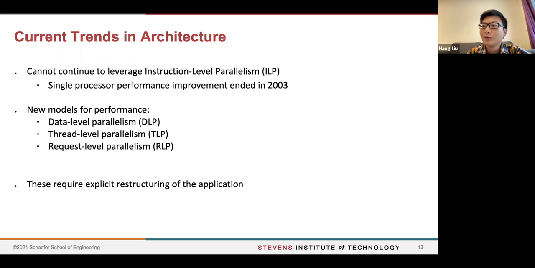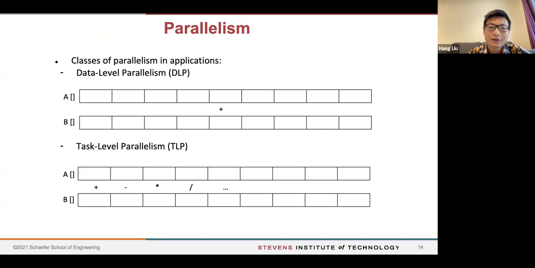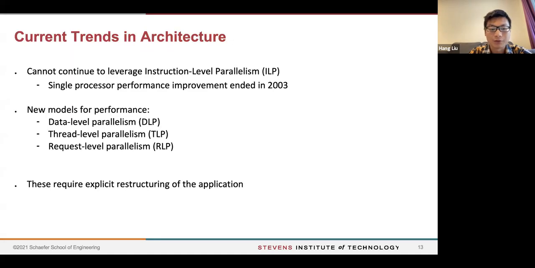So we have to say opportunity and challenges are coupled. When you have challenges, you automatically have the opportunities to solve those challenges. Okay, so we've been talking a lot about parallelism. Let's see what data level parallelism and task level parallelism are, which we mentioned here.